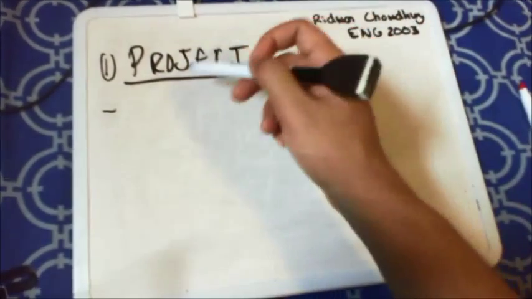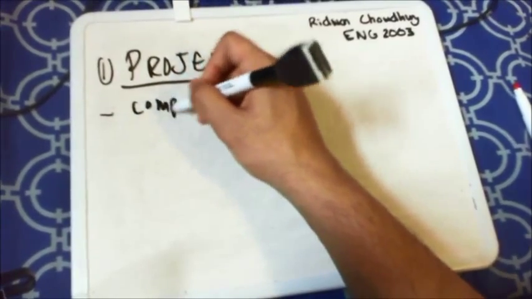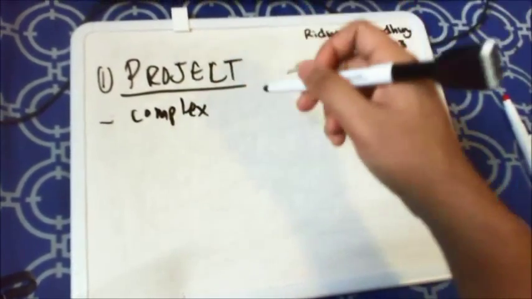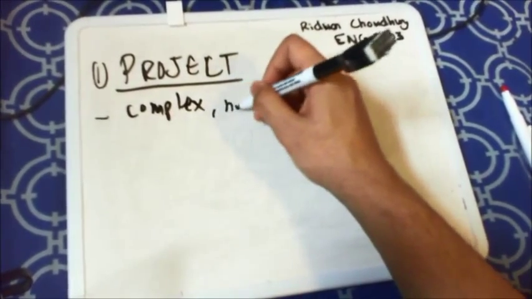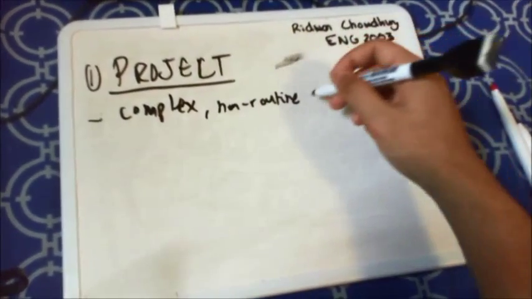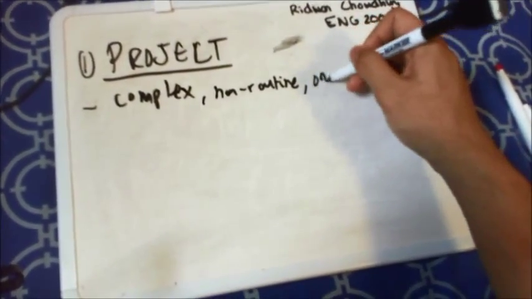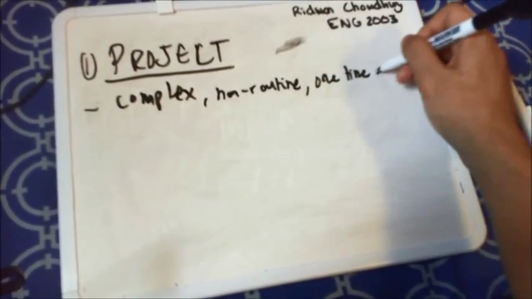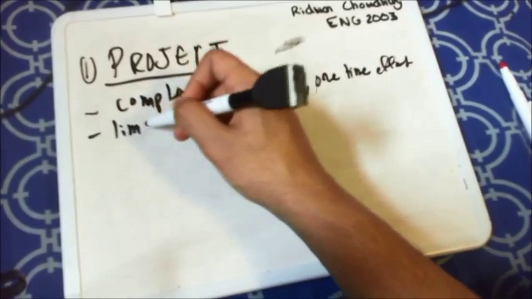Well, let's see. So a project is a complex, so it's not very simple. It can be, but most of the time it is complex. It's non-routine, because no one project is exactly the same, at least, and it's a one-time effort due to this, and it's limited by certain factors.